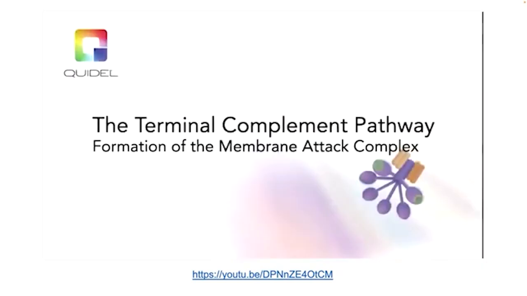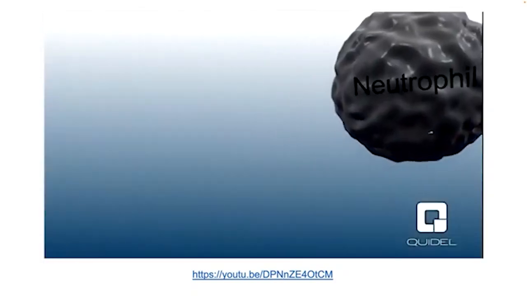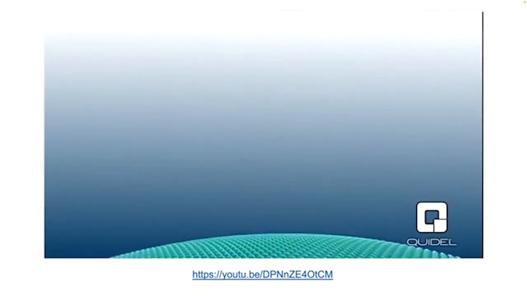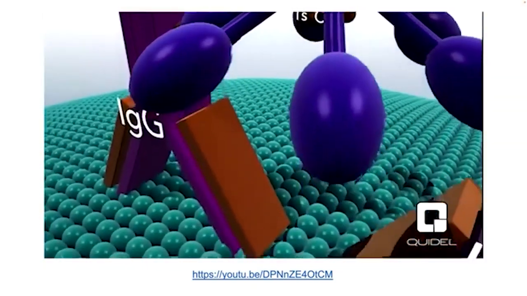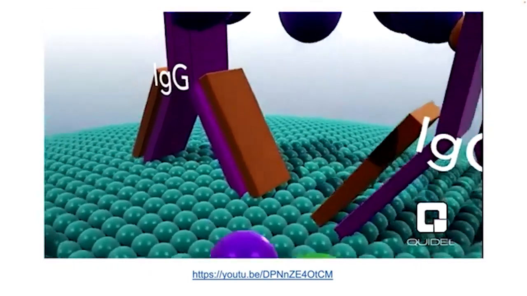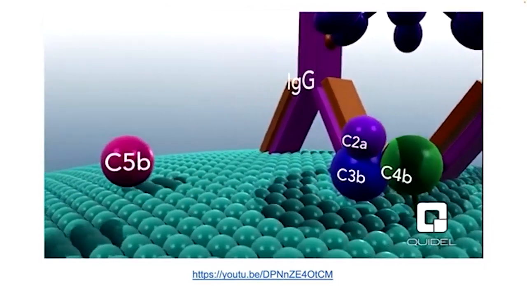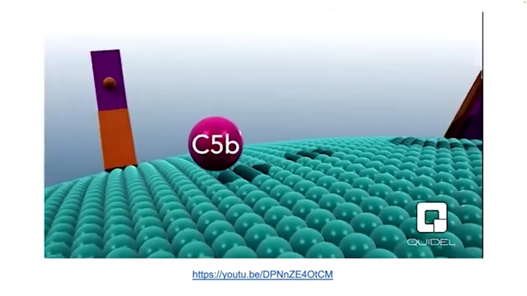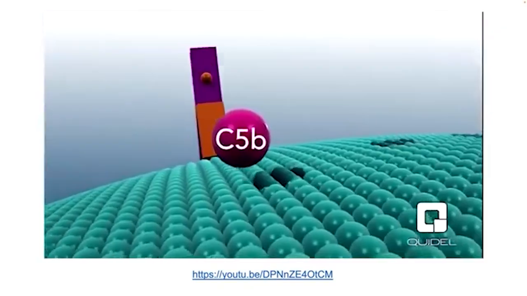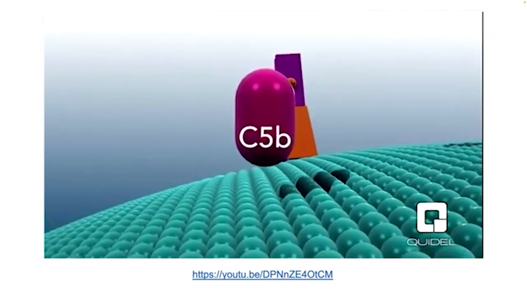The terminal complement pathway, or formation of the membrane attack complex. One of the best-known host defense functions of the complement system is its ability to lyse many bacteria, enveloped viruses, and nucleated cells. Lysis of cells by the complement system is mediated by a large macromolecular structure called the membrane attack complex, or MAC. The MAC is formed through what is called the terminal complement pathway, which starts with the generation of C5b.